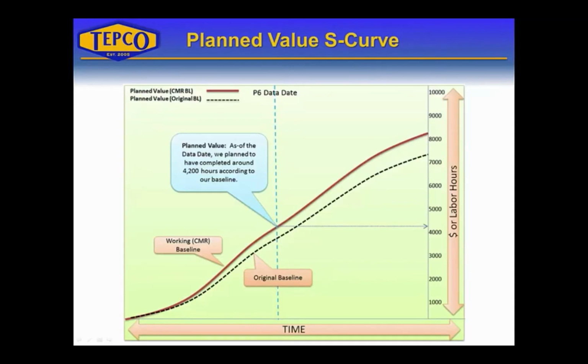Here's an example of the planned value in an S-Curve. This is showing both planned values for the two baselines. So we have a working CMR baseline, change management request baseline, and we have the original baseline. So you can see that the CMR baseline has an increase in hours. That's because work was added to that baseline.